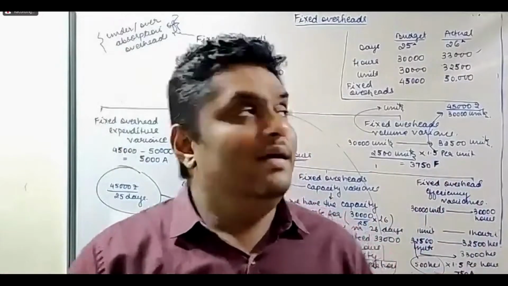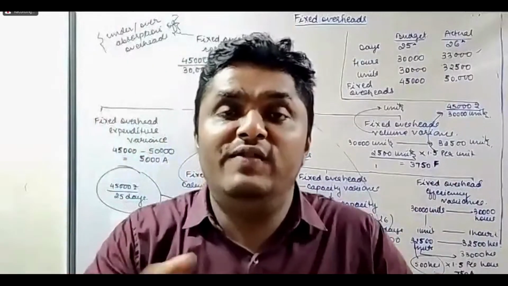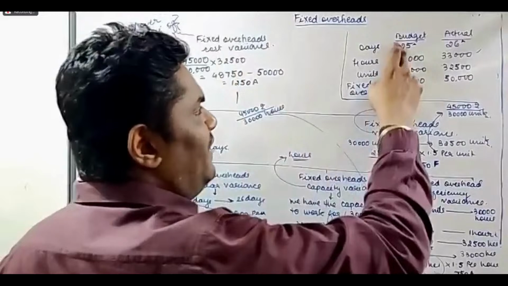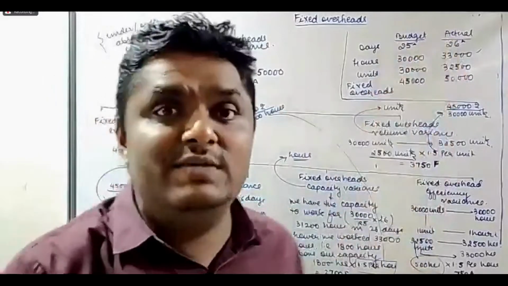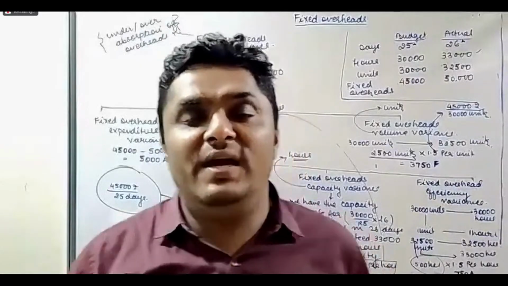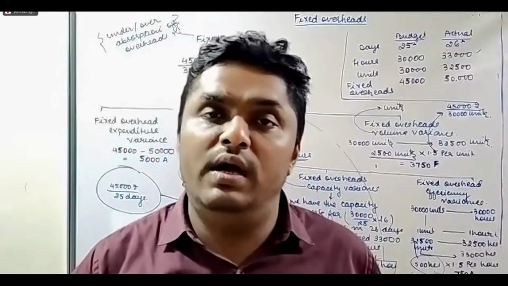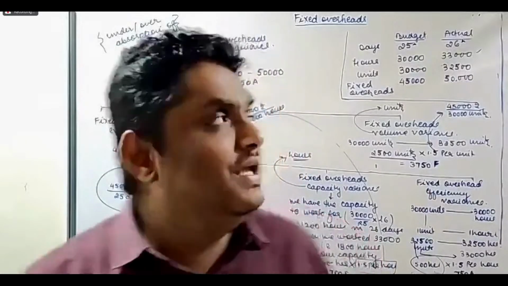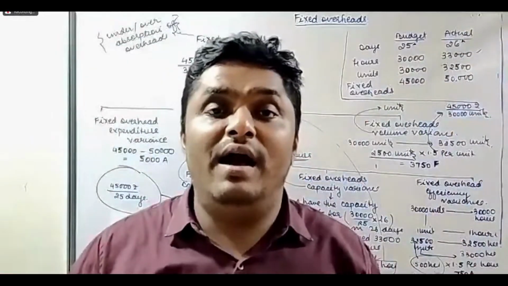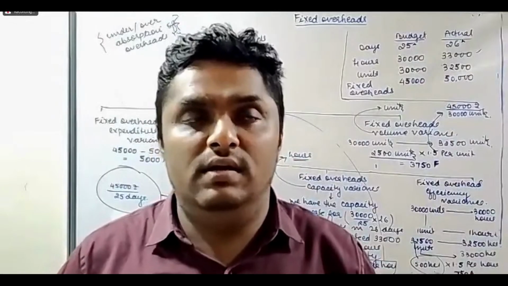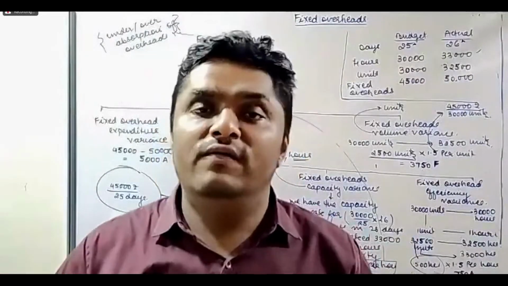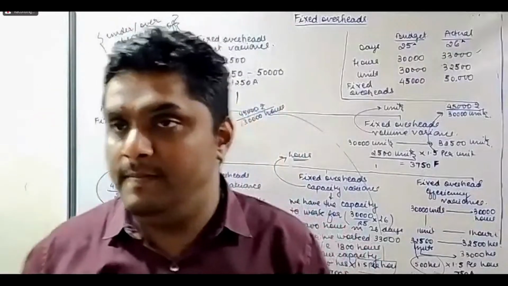But herein, the days are not the same, so we have to give the effect of days also. We say that 30,000 hours in 25 days means in 26 days my capacity is 31,200 hours. So in 26 days, I have the capacity to work for 31,200 hours. But in these 26 days, how many hours did we work? 33,000 hours. It means I worked 1,800 hours above my capacity. So it's a good sign for the company. Into the rate per hour, that is 1.5, we get 2,700 favorable.